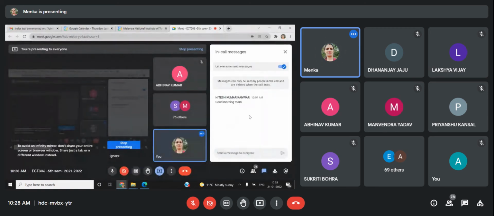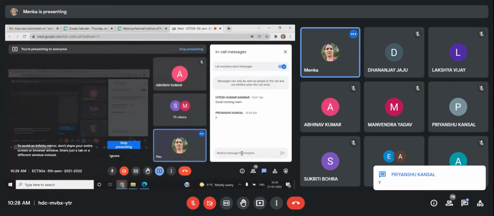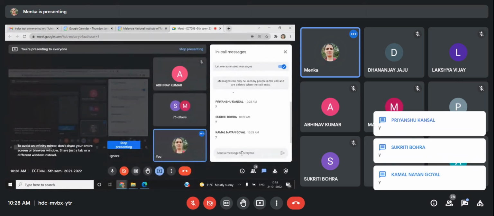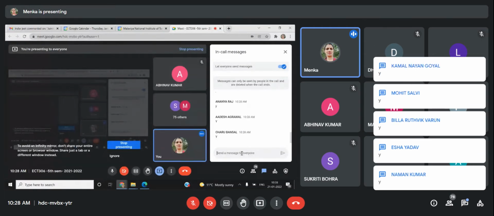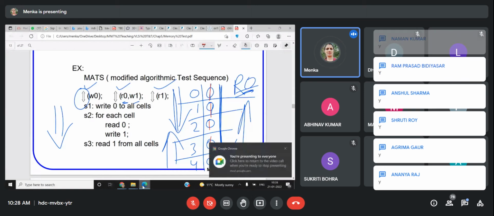Others, if you understood, please type Y. Otherwise, if you want to ask something, please type N. So I hope it is understood by everyone. So let's proceed now.